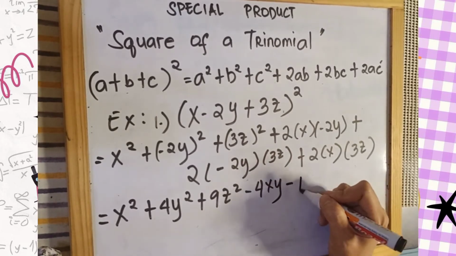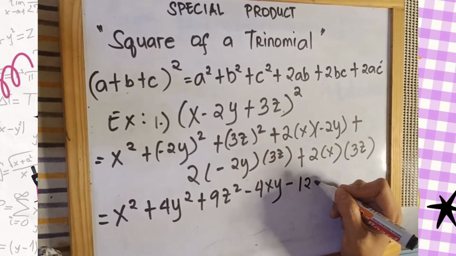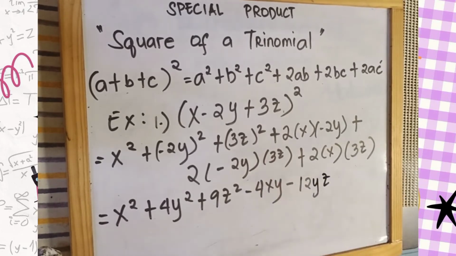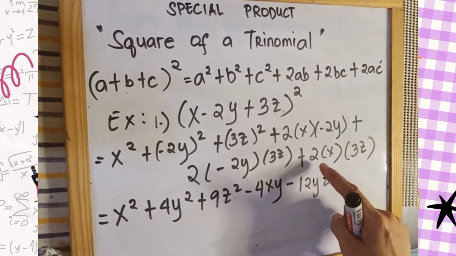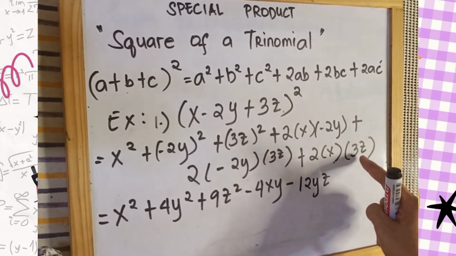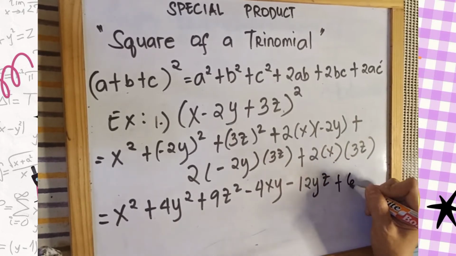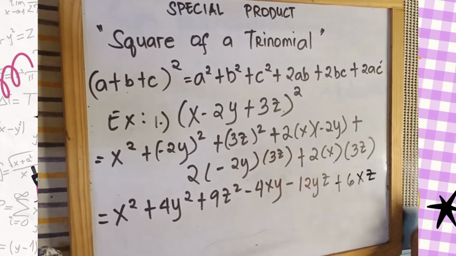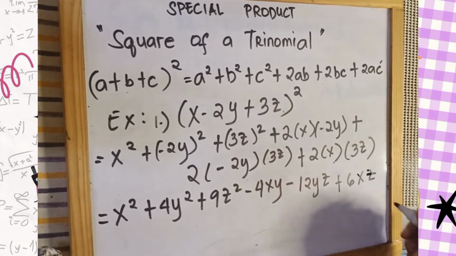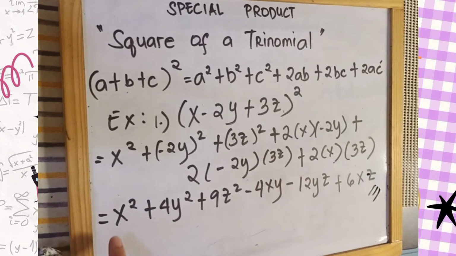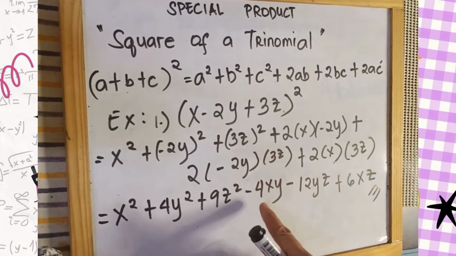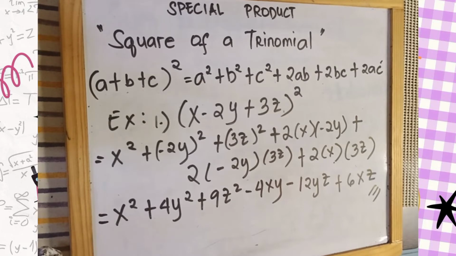So, negative 12yz. And then, our last term, that is 2 times x times 3z. So, 2 times 3 is 6xz. O, diba? Madali lang. So, this is now our final answer. x squared plus 4y squared plus 9z squared minus 4xy minus 12yz plus 6xz.